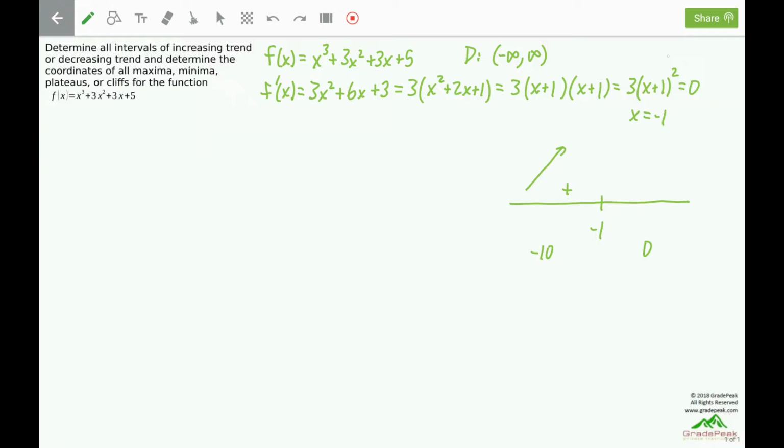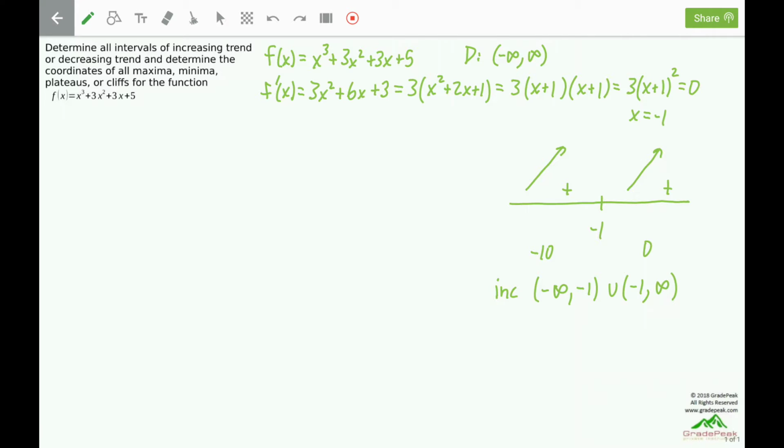Now the 0 can be plugged into the factored version of the derivative. 0 plus 1 is a positive. Squared is still positive times positive 3 is still positive. And we will have a positive first derivative in this interval, which corresponds again to an increasing trend. So we have an increasing trend from negative infinity to negative 1, and again from negative 1 to positive infinity.